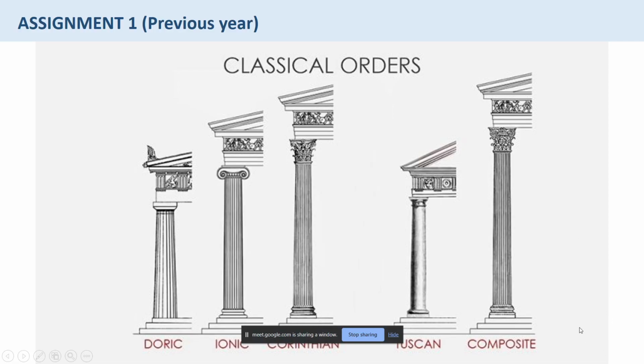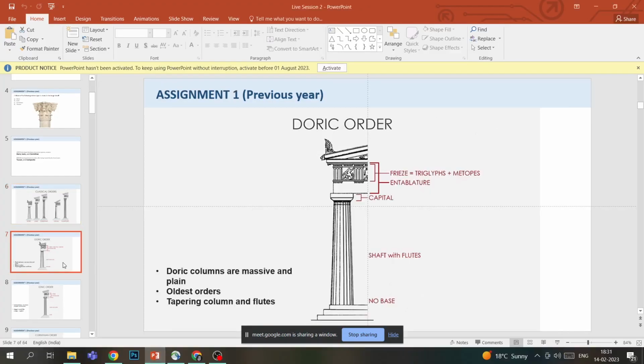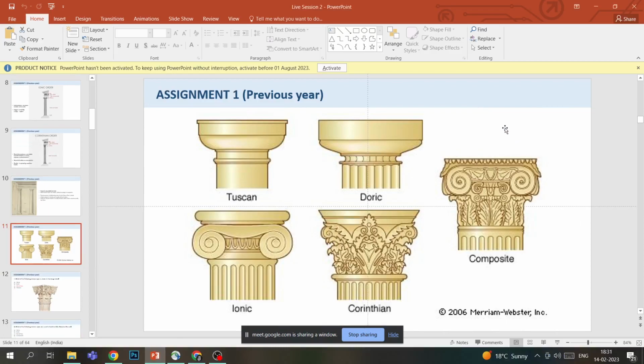So I'll show you the next image now. These are the different capital heads of Tuscan, Ionic, Doric, Corinthian and Composite. Doric and Tuscan you can see are very similar. The main difference is that Doric is thicker, Tuscan is thinner, and if you cut the section of both of these columns, Tuscan would be circular in shape, Doric would have a flute-like shape.